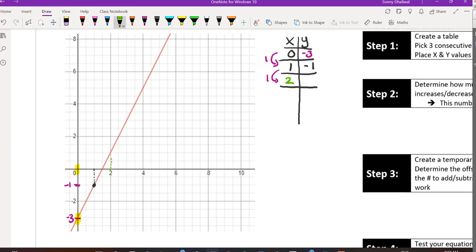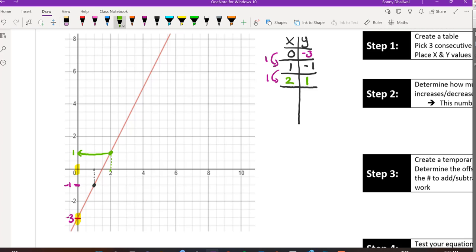We go up to the line at 2. For x, what is the matching y value at that point? Where are we at? 1. So thanks, Max. Over here, that is 1. Okay. So now we have 3 points.